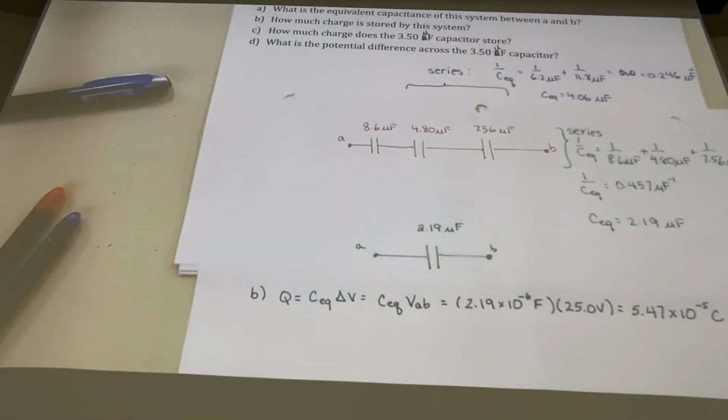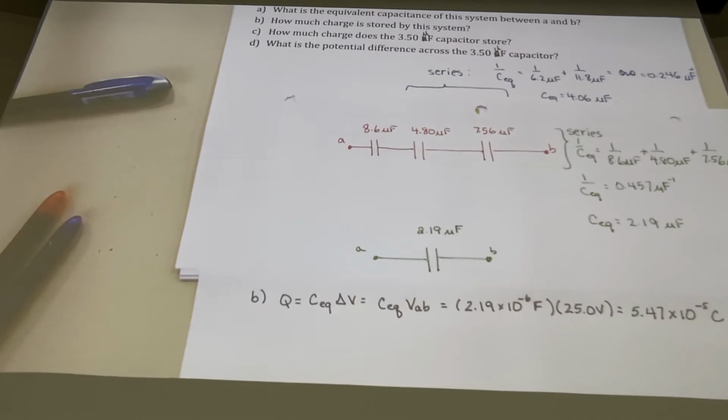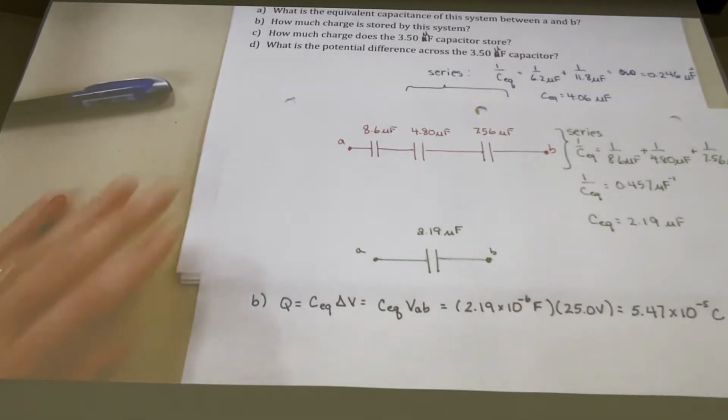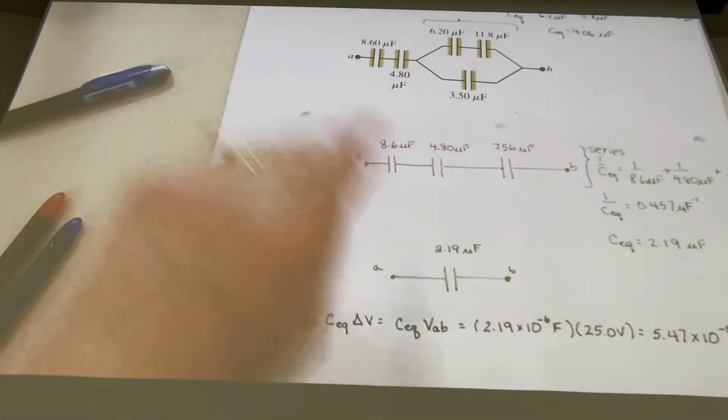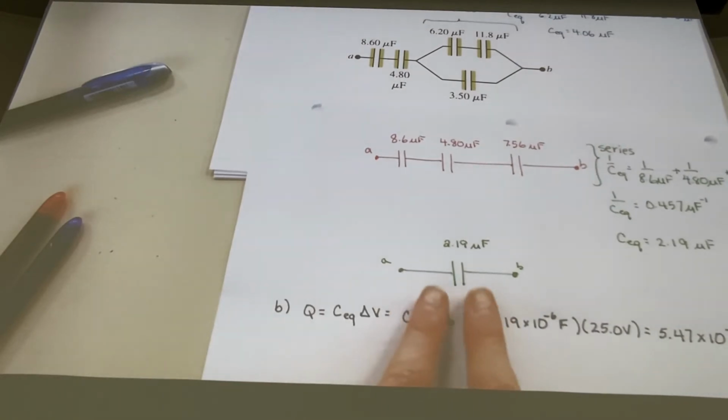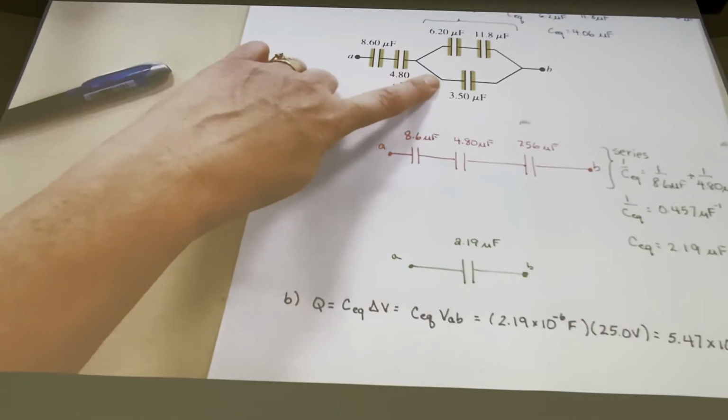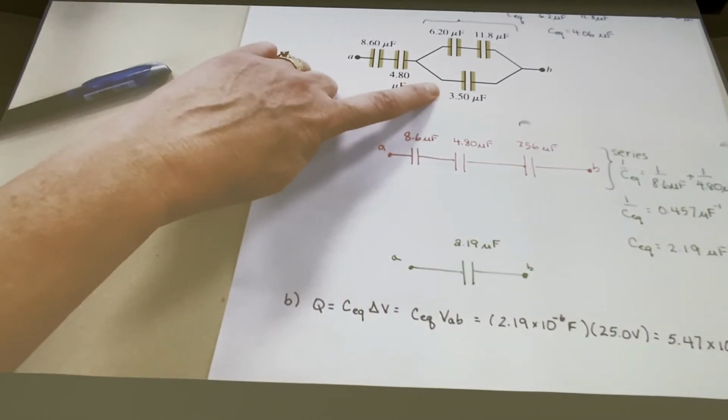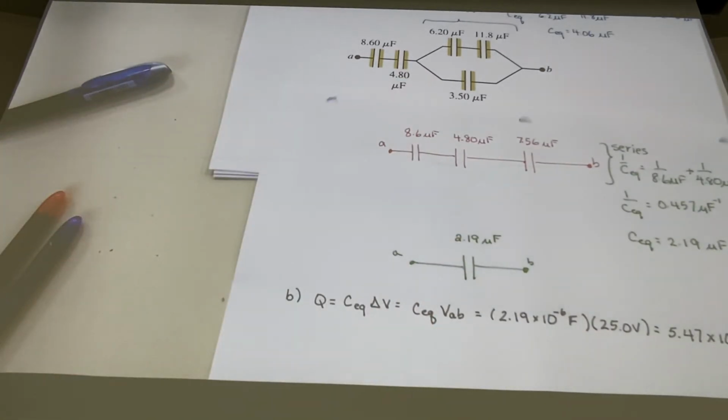So now, how much charge does the 3.5 microfarad capacitor store? Right here I learned what the total charge is. Now I'm trying to figure out how much of that total charge is actually on this capacitor. Here's where you have to take everything you just did and work backwards. So we're going to work all of our steps backwards, figuring out charges and potentials as we move backwards, remembering that series is same charge, parallel is same potential.